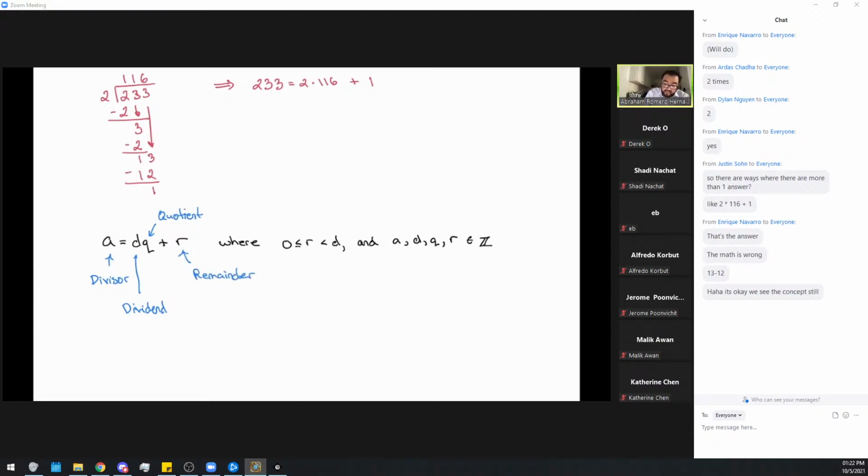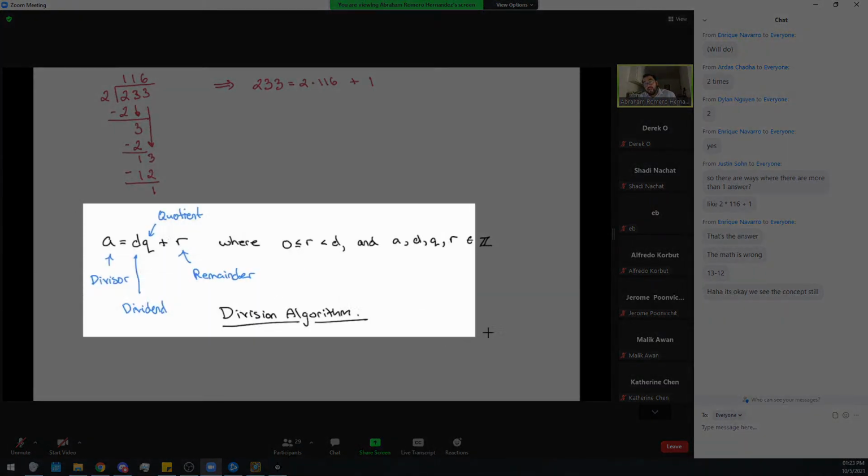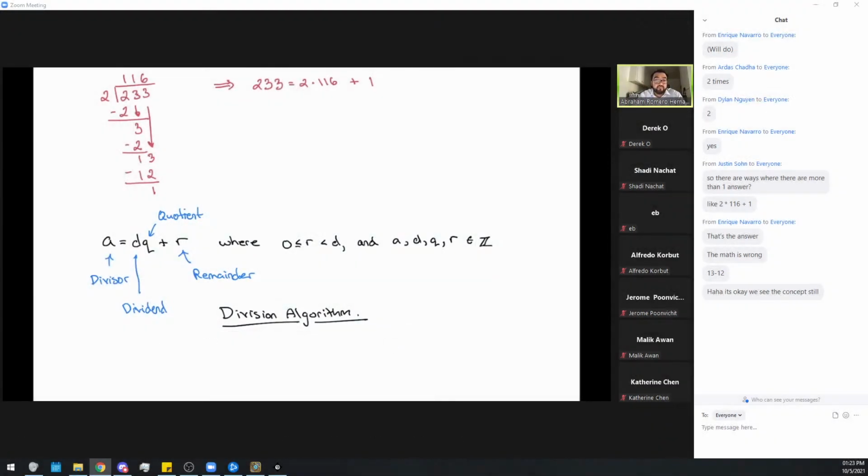This actually has a specific name. It is called the division algorithm. Well, that's what we call it. I know you know algorithm as something different, but we call it the division algorithm. A is equal to D times Q plus R. Any questions? Okay.